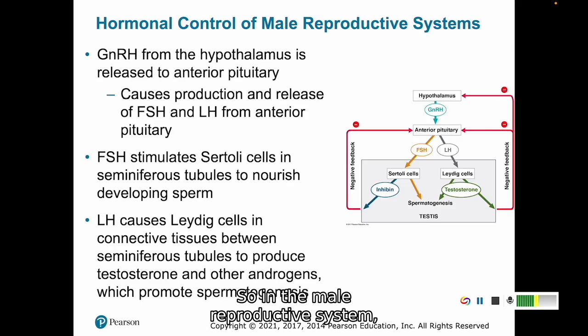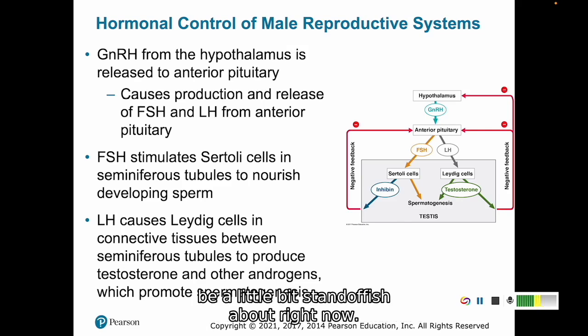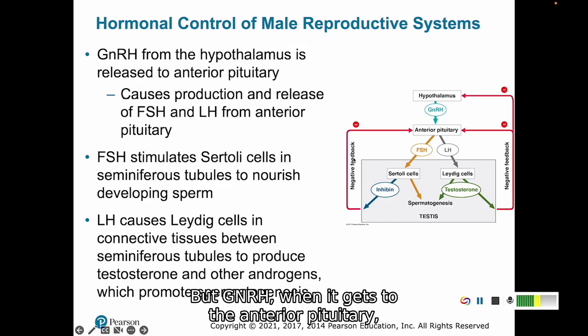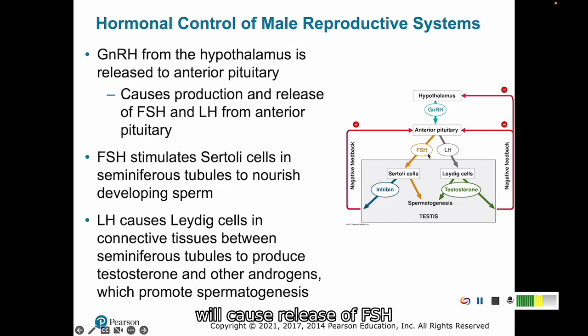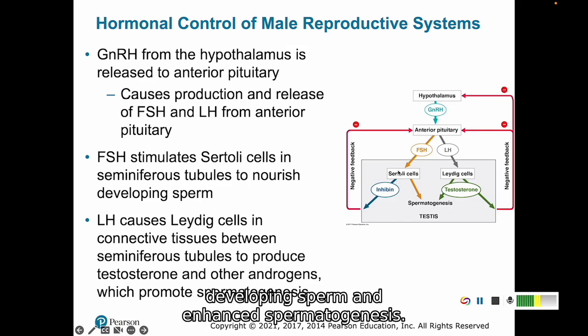So in the male reproductive system, GnRH, which is released from the hypothalamus, is released to the anterior pituitary. Those are parts of your brain. We haven't studied that anatomy yet, so those are terms that you can be a little bit standoffish about right now. But GnRH, when it gets to the anterior pituitary, will cause a release of FSH and LH from the anterior pituitary. FSH is going to travel to the Sertoli cells, which are in the seminiferous tubules, and that will help nourish developing sperm and enhance spermatogenesis.